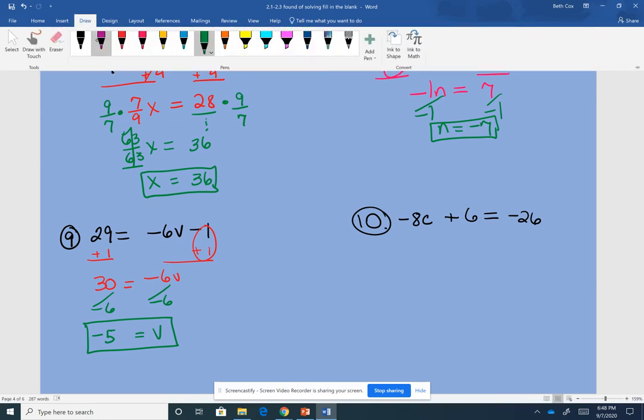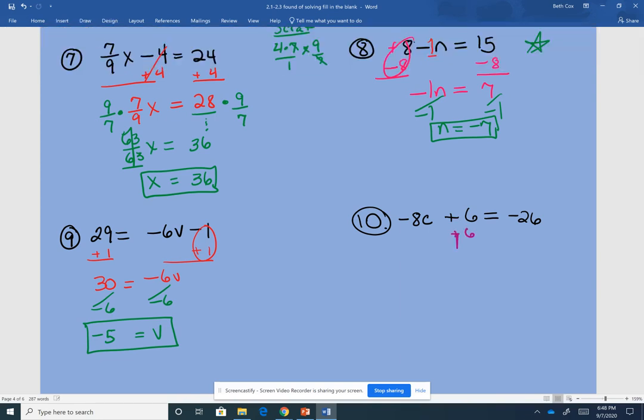Here we go. We're going to subtract 6 on both sides. And then we're going to divide both sides by -8. And remember, a negative divided by a negative is a positive. Okay, hopefully you got all those right and you remember how to do this. And if not, we can discuss it later. It's just math, y'all. You can do it.